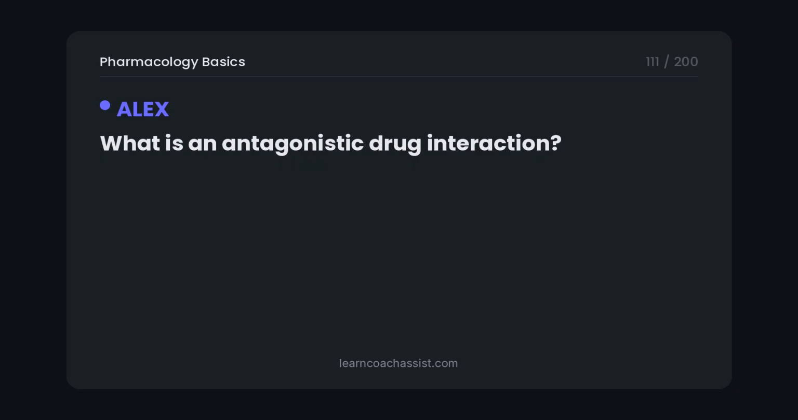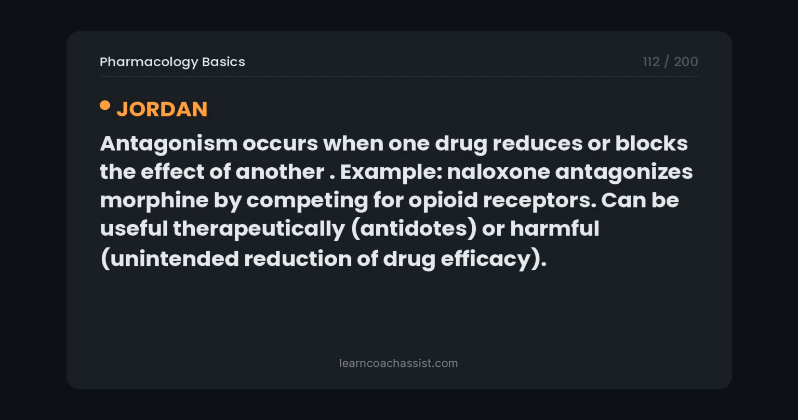What is an antagonistic drug interaction? Antagonism occurs when one drug reduces or blocks the effect of another. Example: naloxone antagonizes morphine by competing for opioid receptors. Can be useful therapeutically, antidotes, or harmful, unintended reduction of drug efficacy.